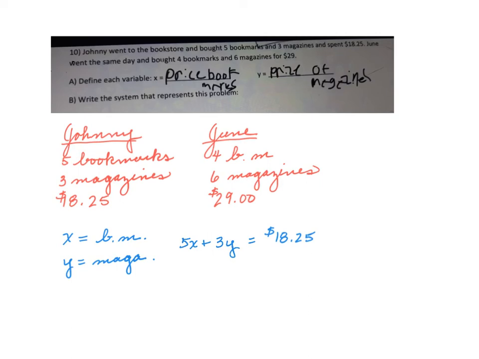So now let's look at June. So June bought 4 bookmarks, so we would represent that by 4X. And she bought 6 magazines, so that would be plus 6Y. And she spent a total of $29. And so what you've done now is you've written 2 equations that represent each of these 2 different situations. And if you needed to, you could actually solve this using elimination and find what the price of a bookmark and what the price of a magazine was at that bookstore.